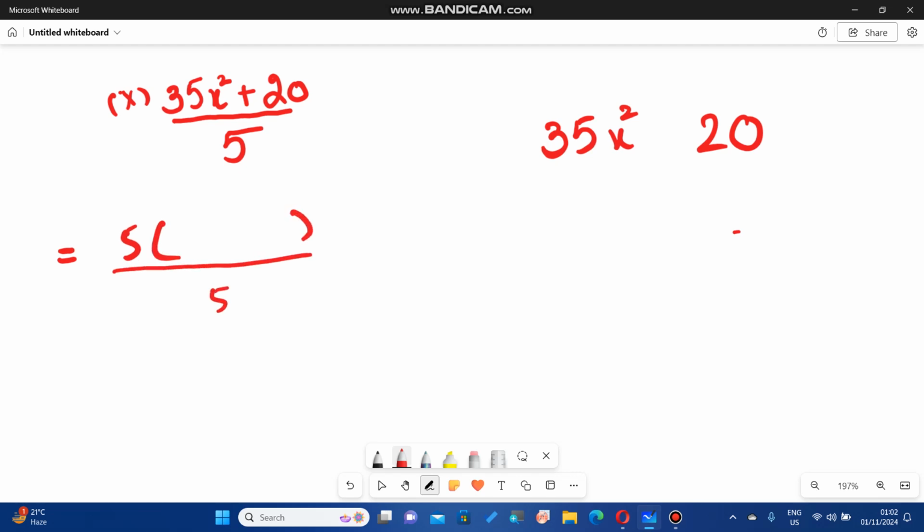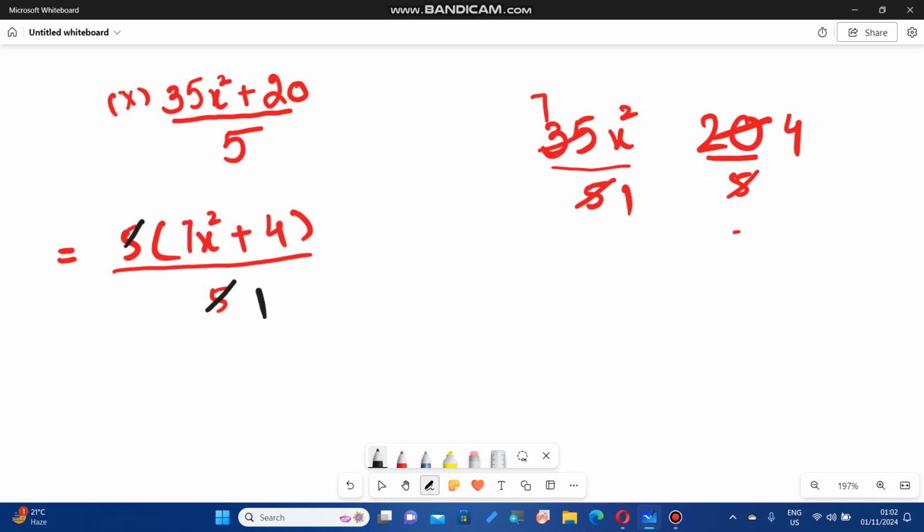Now what is going to be in this bracket? We have the term 35x square. We took 5 common. 5 times 1 equals 5 and 5 times 7 equals 35. We are left with 7x squared plus 5 times 4 equals 20. Correct? Now this 5 is being timed with this whole term. We can cancel this now with the denominator. 5 times 1 and 5 times 1 equals 5. Our answer is going to be 7x squared plus 4.